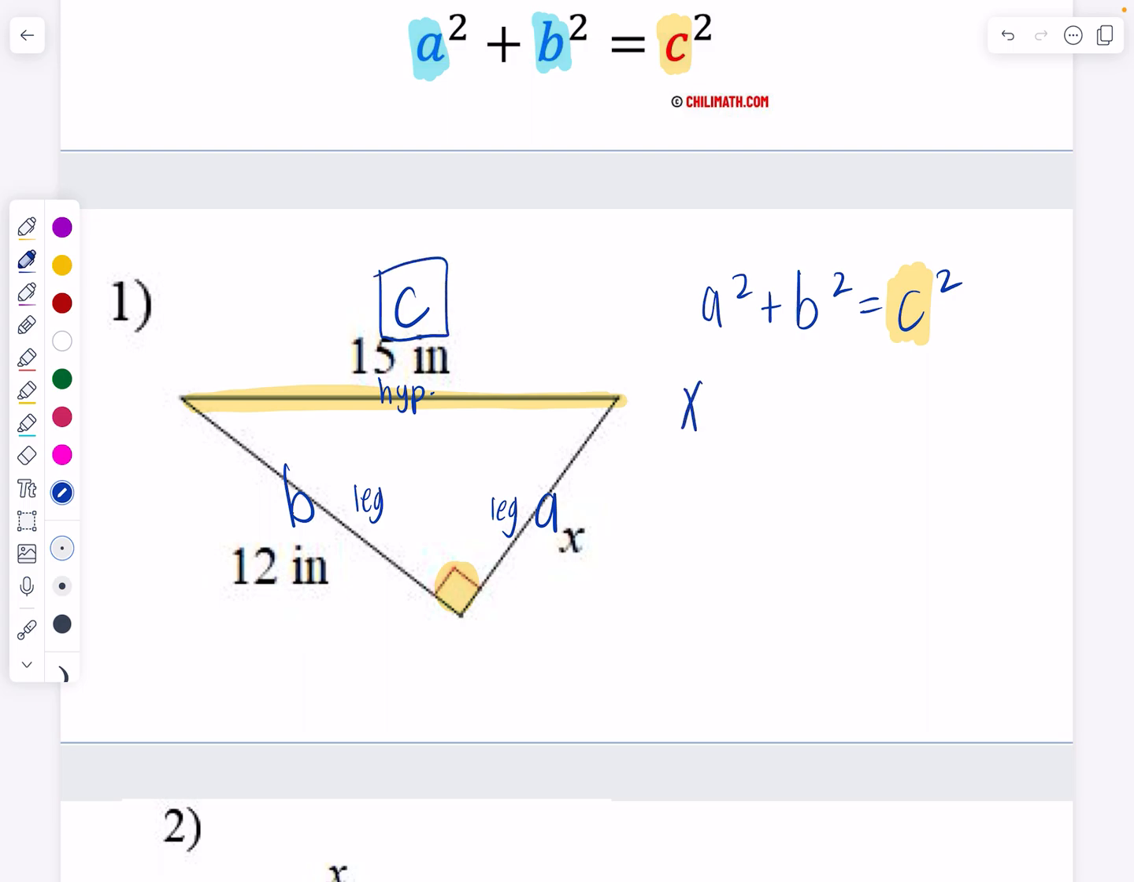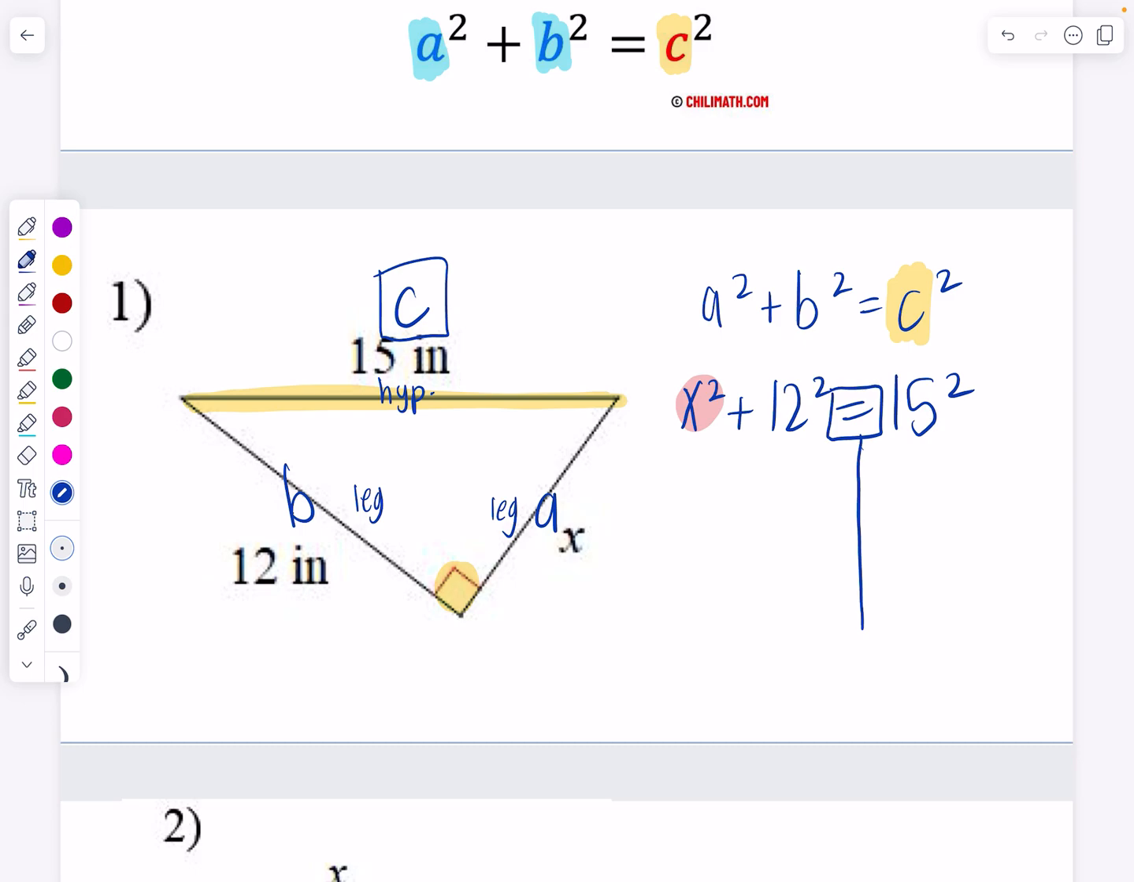That's going to be x squared plus 12 squared equals, what is my C value? 15 squared. So unfortunately, I have one extra step here. When we were solving for the hypotenuse, y'all were able to just immediately plug it into your calculator. But right now, we have to get x squared by itself. So how do we get x squared by itself? Well, think back to the lessons we did in solving equations. To get x squared by itself, you have to move everything to the other side by using inverse operations.